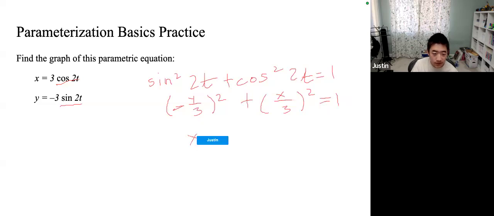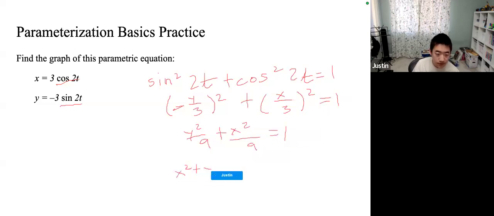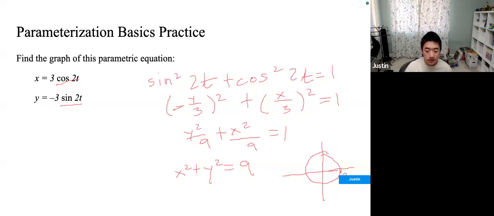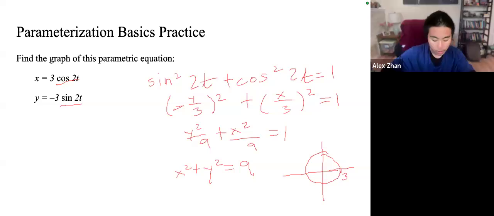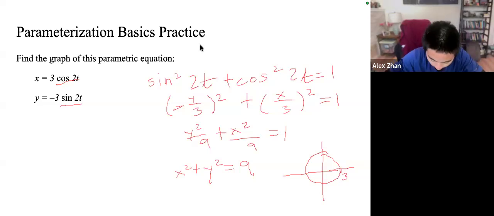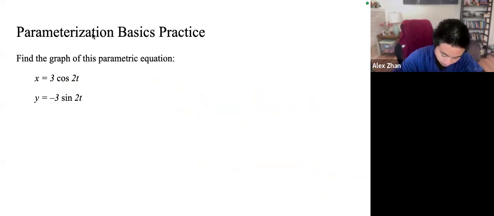This is y squared over 9 plus x squared over 9 equals 1, which rearranges to x squared plus y squared equals 9. And if you remember, this is the graph of a circle centered at the origin with a radius of 3. So that's how you do it. Okay, great. Then we go to the next slide.